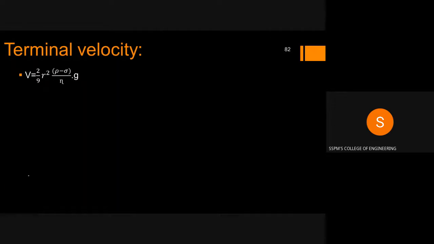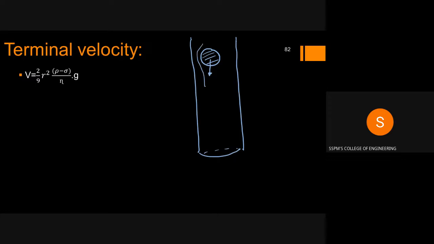And the second equation is the terminal velocity. Terminal velocity means when a spherical object moves in a viscous medium, after some initial displacement in the downward direction, its velocity becomes constant. That velocity is nothing but the terminal velocity, a constant velocity in the downward direction of the spherical object in a viscous fluid.